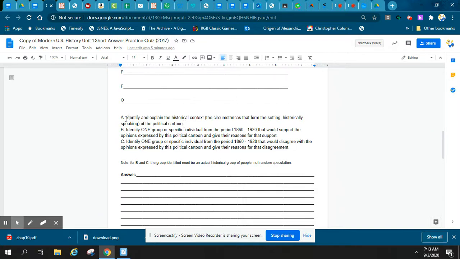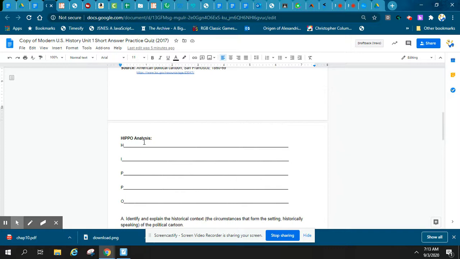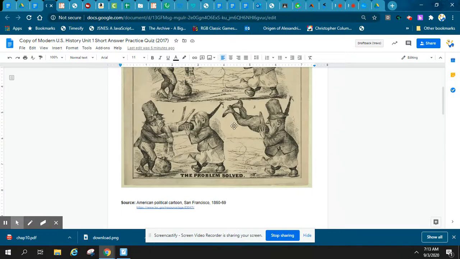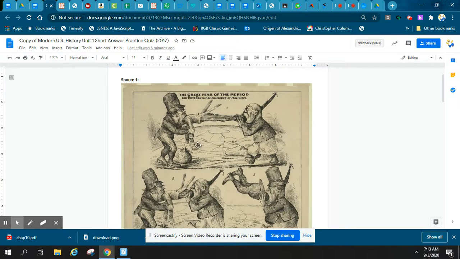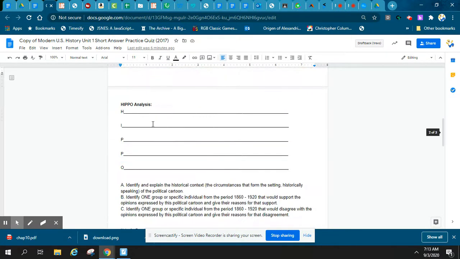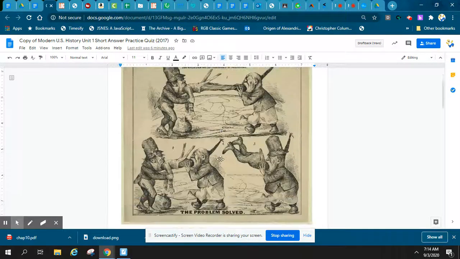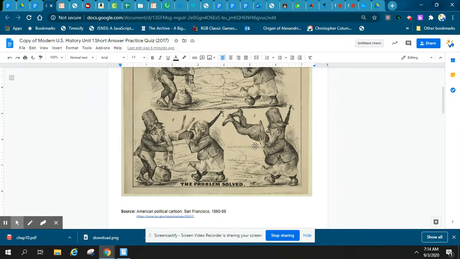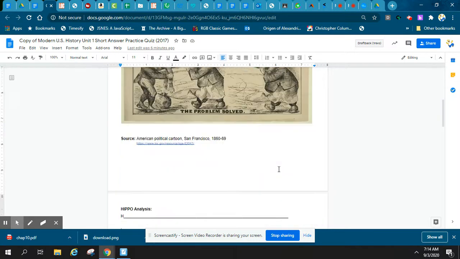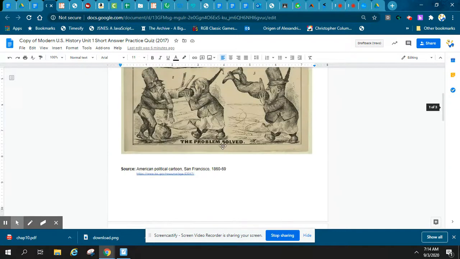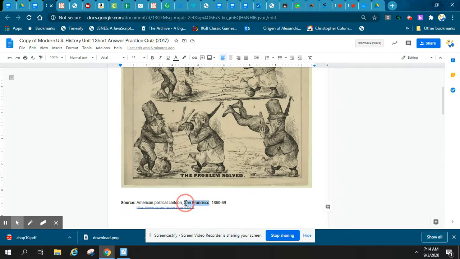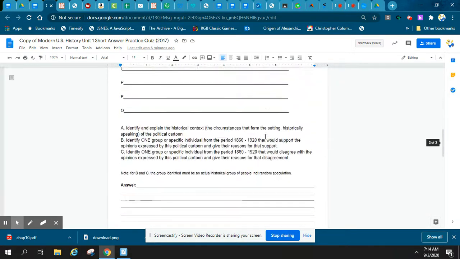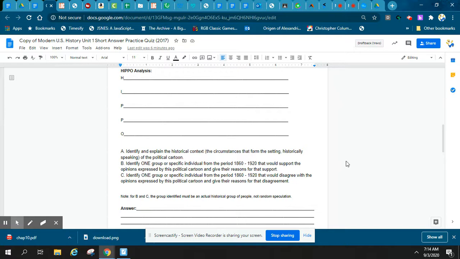So, two sentences. The first thing you're doing is identifying and explaining the historical context. So basically, you're giving me the H from hippo for this. You're telling me what is going on in America during this time period. You can get some clues from the political cartoon and also from the textbook reading. I is intended audience. Who is this for? Purpose. What is the point? Well, the author had a reason why he, most likely, made this cartoon. Point of view. What could it be about a person who's living in San Francisco during this time period that could make them think this way about this topic? And then outside evidence could be something that you've read in the textbook entry.